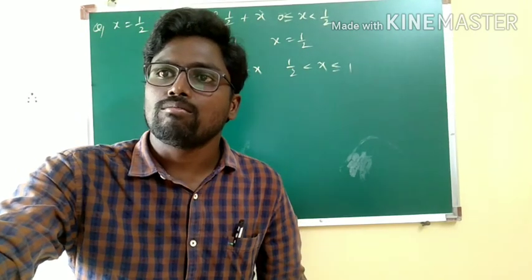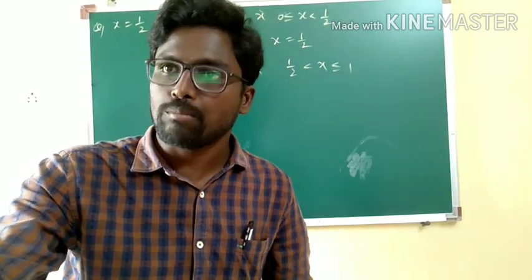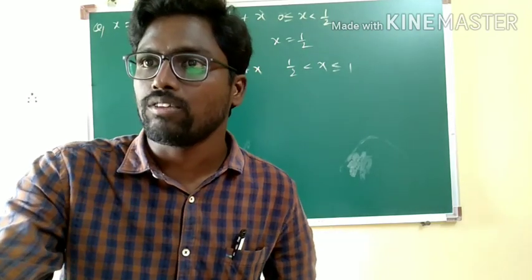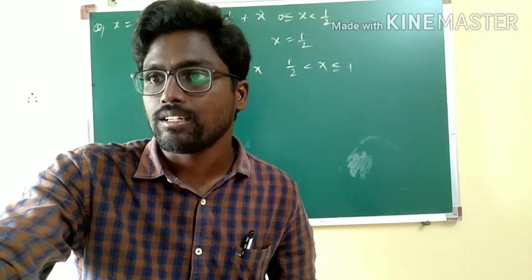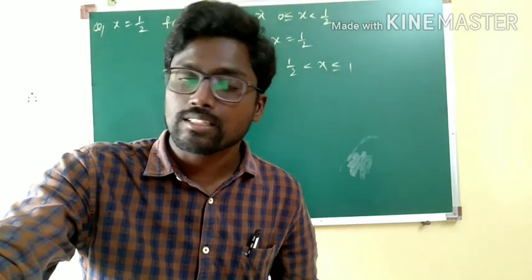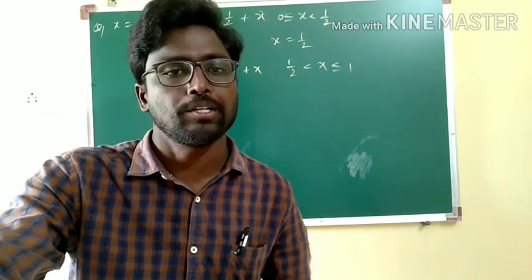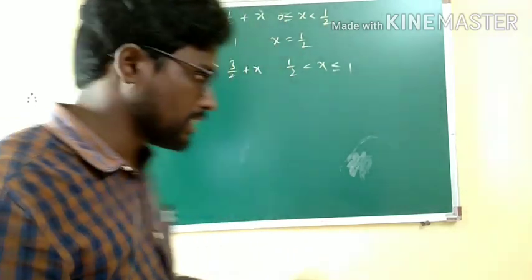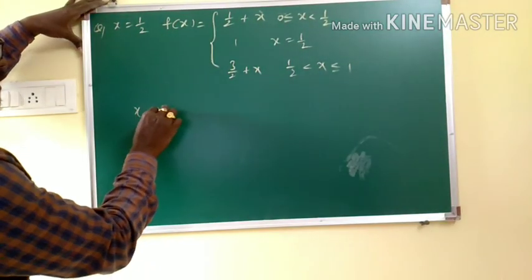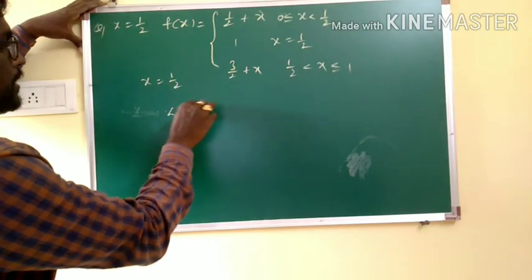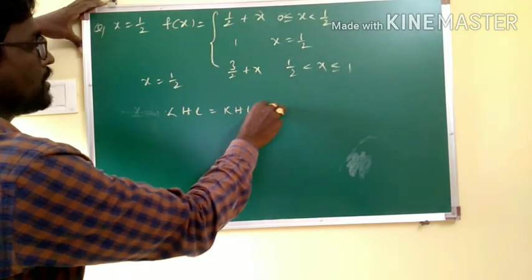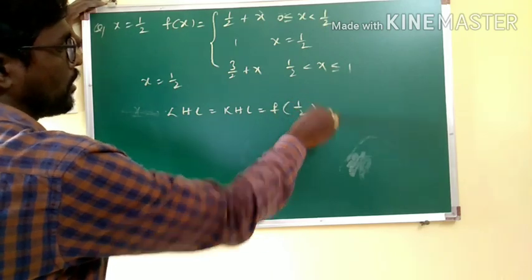See here, we have three different functions. One is 1 by 2 plus x, another is 1, and the other is 3 by 2 plus x. We are supposed to discuss the continuity at x equal to 1 by 2. That means we are supposed to check whether, at x equal to 1 by 2, the left hand limit is equal to the right hand limit is equal to f of 1 by 2 or not.